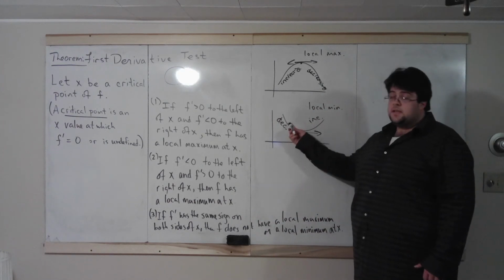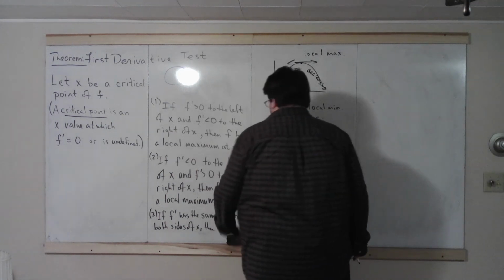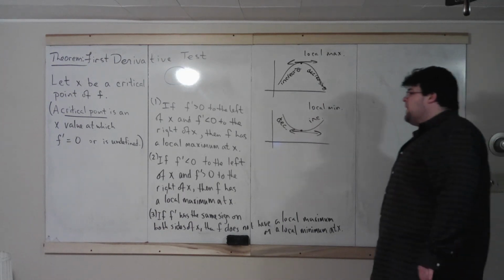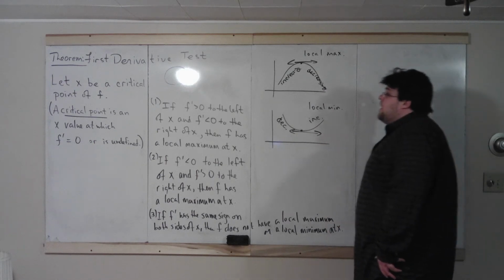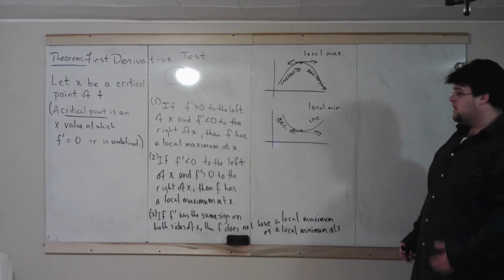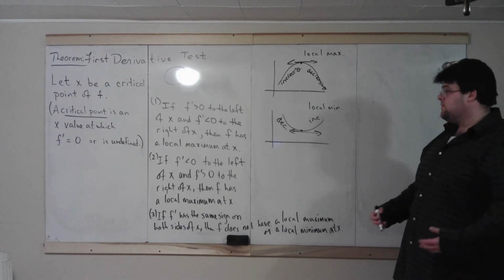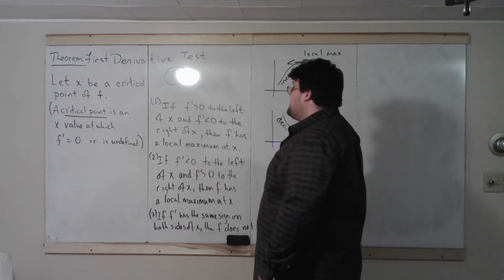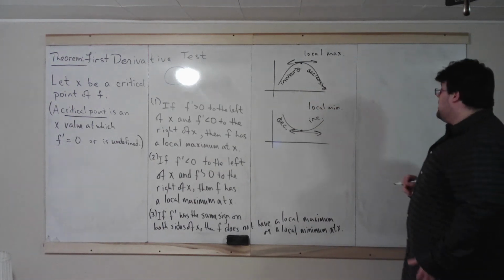If f prime is negative to the left and positive to the right, then f has a local minimum. Those 2 statements have a lot of left, right, positive, negative. I think they're easiest to describe with this picture. With this picture and that first theorem we covered in this video, we have a nice relation between the signs of the derivative and increasing and decreasing. So I'm never going to ask you to state a result like this, but having the calculus interpretation of that result is very important.